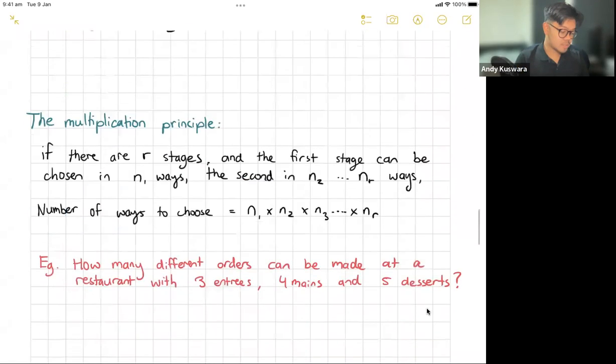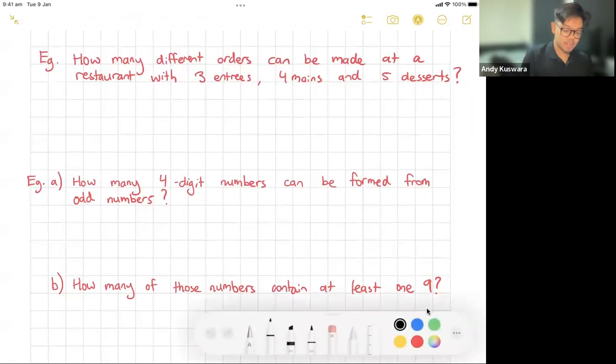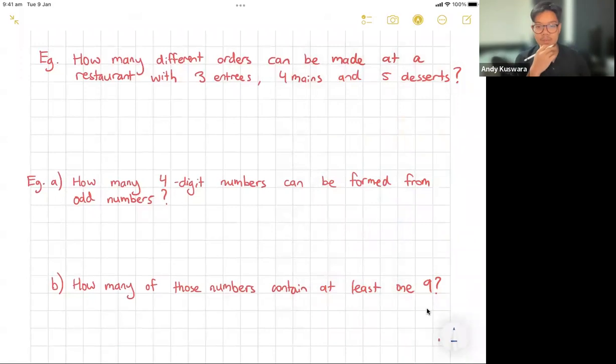A very simple question where you'll start to see this multiplication principle work out is, for example, how many different orders can be made at a restaurant with 3 entrees, 4 mains, and 5 desserts? Well, stage 1 is we have entrees, and there's 3 different options. Stage 2 is going to be my mains, and I'm going to have 4 different options.